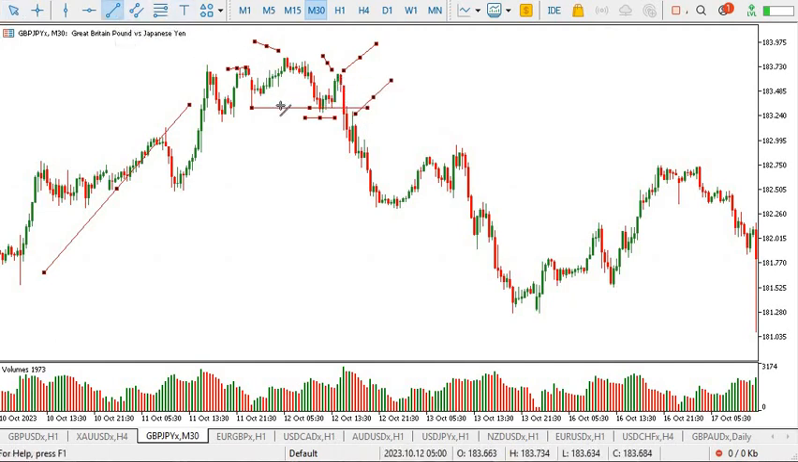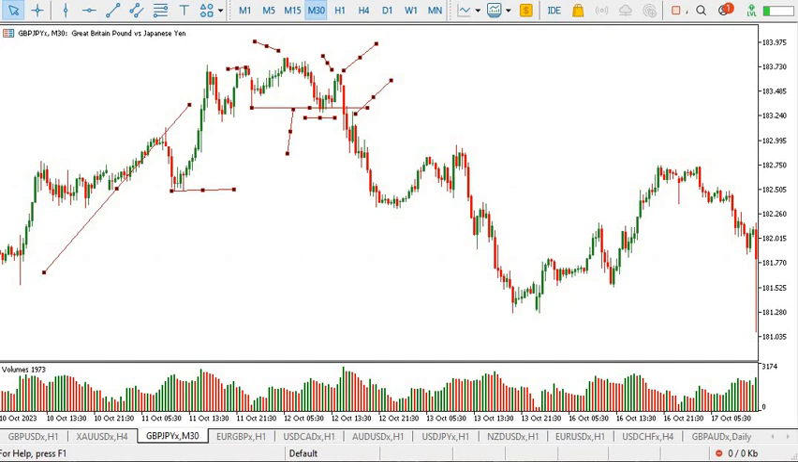So the drop will be of the same size as the formation of the head and shoulder pattern, the pips from the neckline to the high of the head. This will be our first target. The second target we can set is we target a previous low on the chart. So that's how we're gonna trade the head and shoulder pattern.